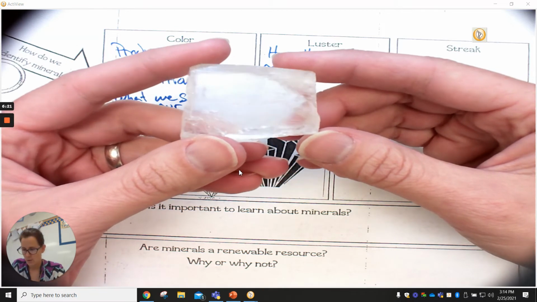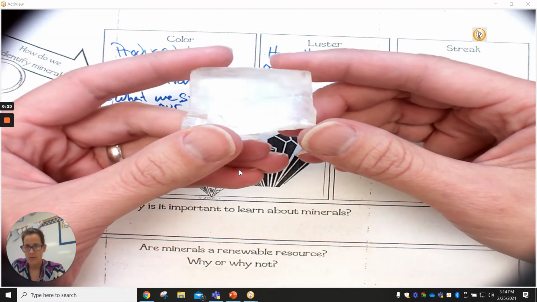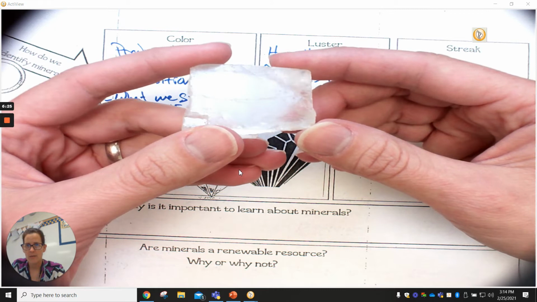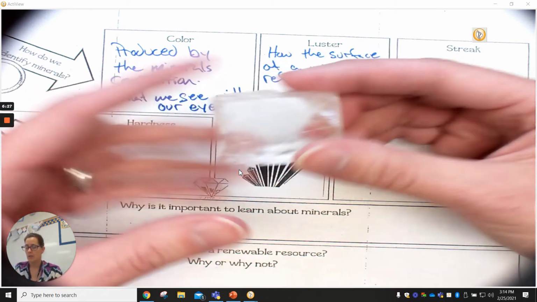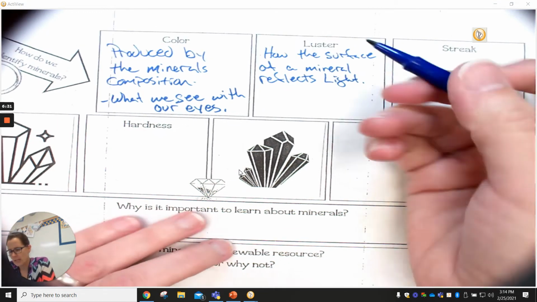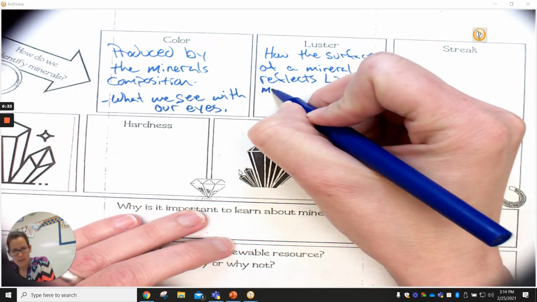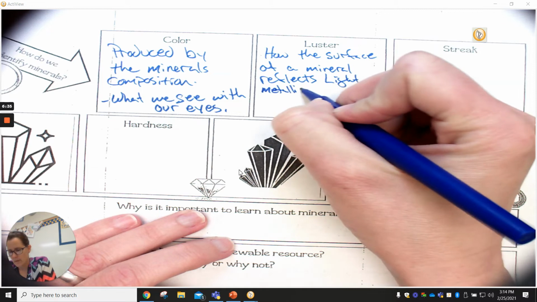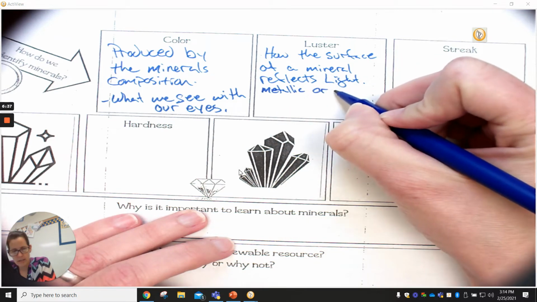Let me see if I can get it to turn just right for you. There it is. Did you see that reflection? Just kind of like a piece of glass. So I hope that kind of helps. I'm going to write down these description words here. So we're going to say metallic or non.